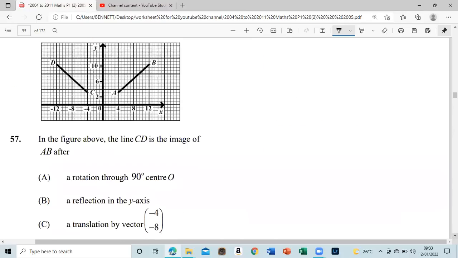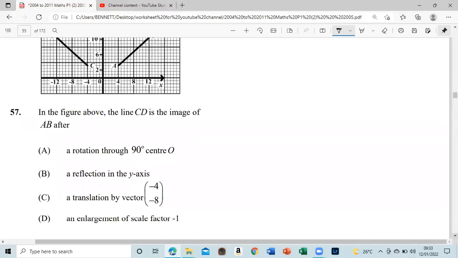57. In the figure above, the line CD is the image of AB. Is it a rotation? No, it's like a reflection. Reflection. So 57, it's reflection.